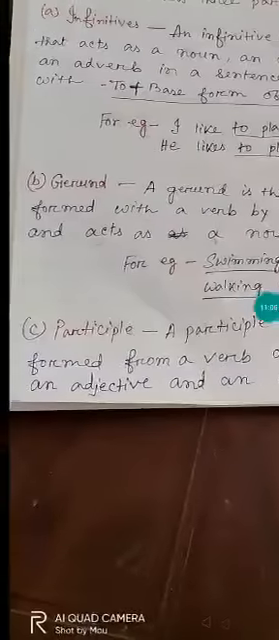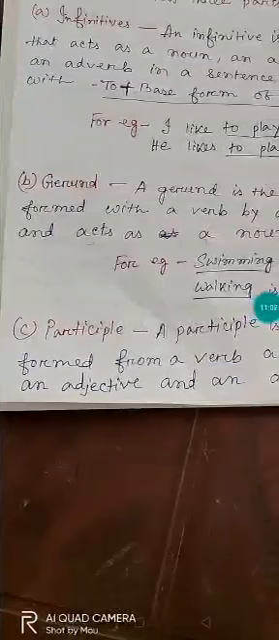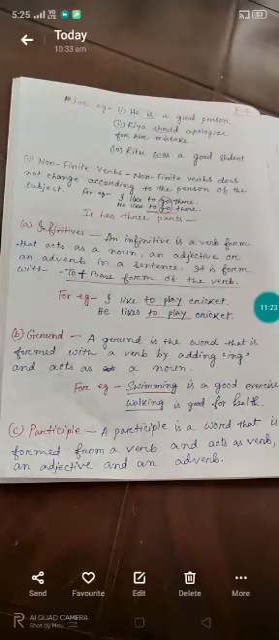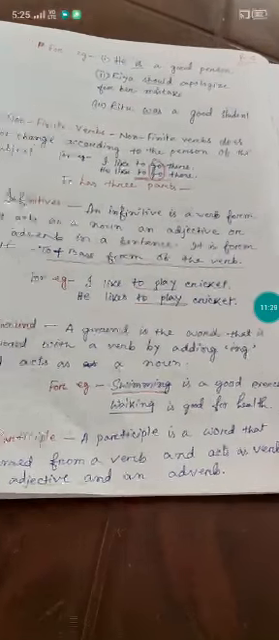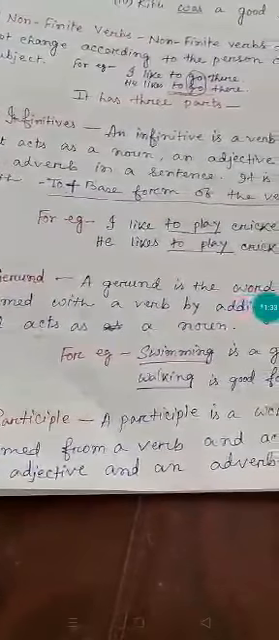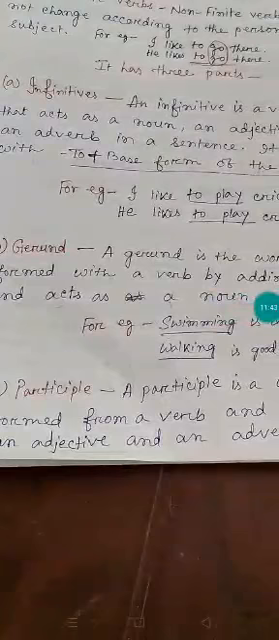Now number C and the last one, participle. The last form of non-finite verbs, participle. A participle is a word that is formed from a verb and acts as a verb, an adjective and an adverb. So a participle is a word that is formed from a verb. Again I am repeating, it is formed from a verb but it acts as a verb, an adjective and an adverb.